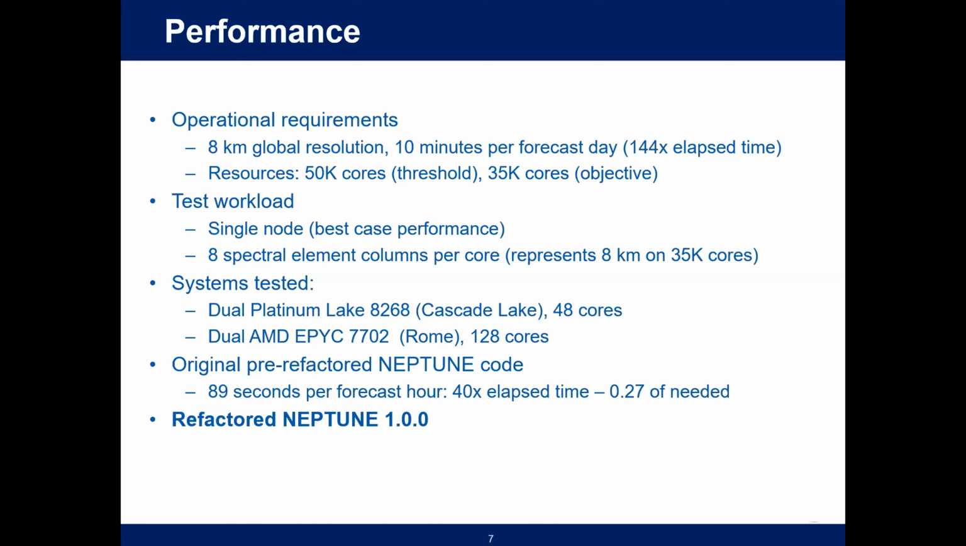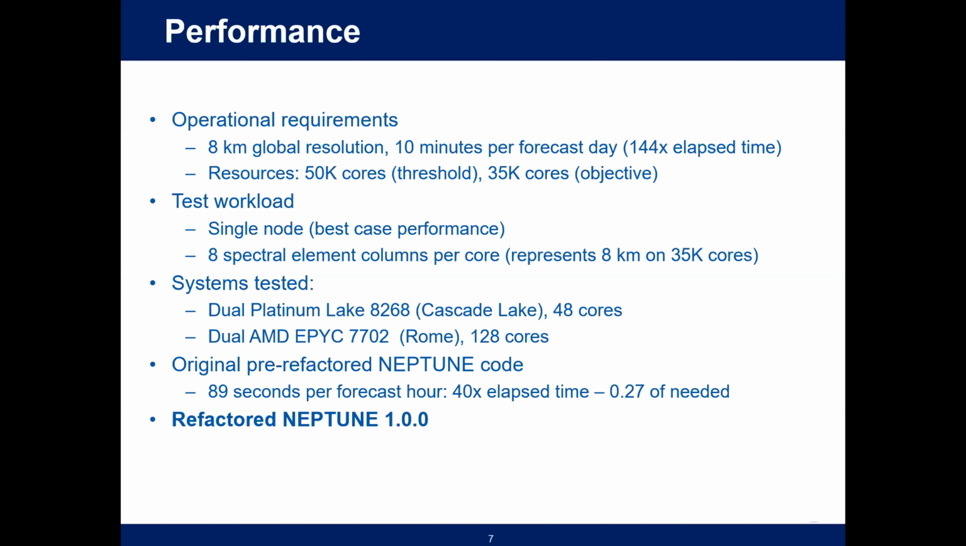We tested 2 systems. Courtesy of Intel, we had access to a Cascade Lake 8268 that has 24 cores per socket for a total of 48 cores on the node. And then through the Computational Fluid Dynamics Laboratory at NRLDC, we had access to an EPYC Rome node, a 7702, each socket 64 cores, so 128 cores total. But again, the number of cores on each node doesn't matter.